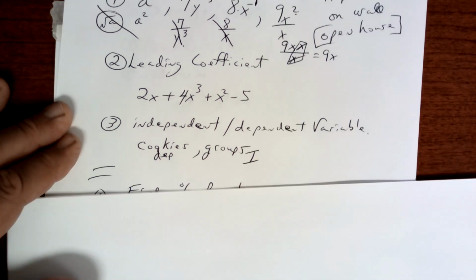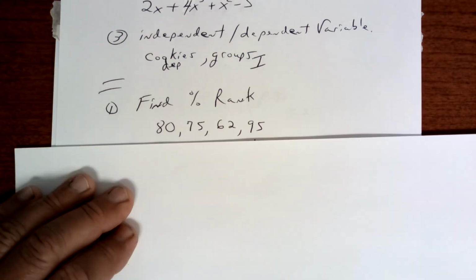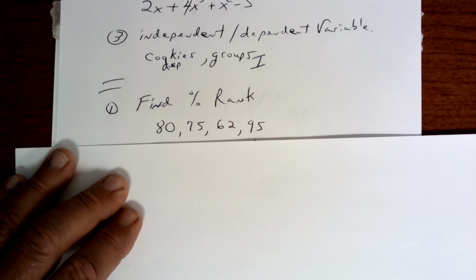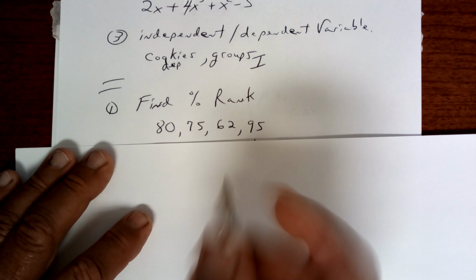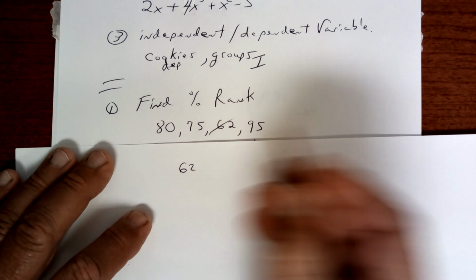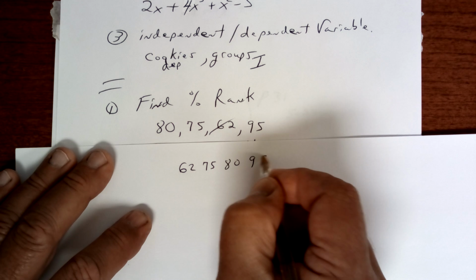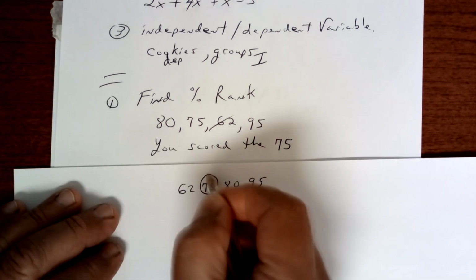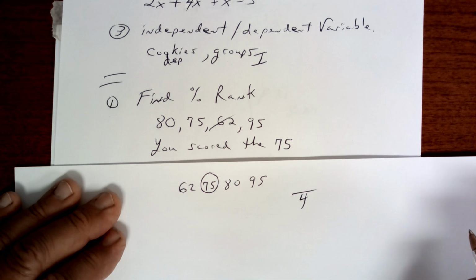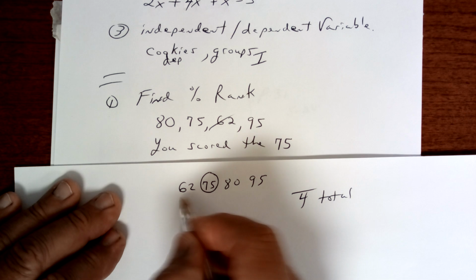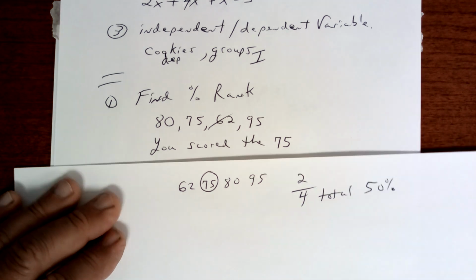All right, let's talk about our class here. This one right here, we're going to talk about percentile rank. Now, to find percentile rank, what you need to do is line them up. So 62 comes first, then 75, then 80, and then 95. You scored the 75. So there are 4 people total, and you are the second one. So you are in the 50th percentile, or that is your percentile rank.